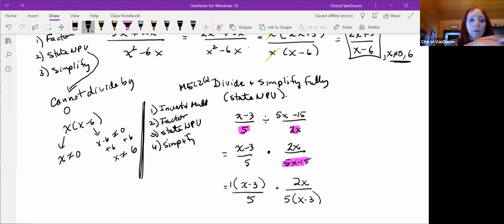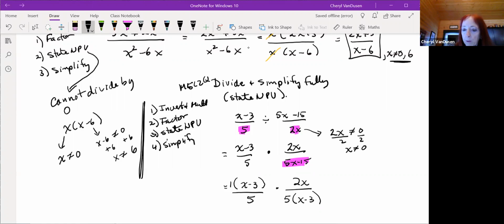Okay, so let's talk about the non-permissible values. When you just have a number in the denominator like 5, well, there's no x there. We're only looking for non-permissible values of letters, so there's nothing there. This guy is going to give us the non-permissible value that 2x cannot equal 0. Divide both sides by 2, x cannot equal 0. So that one gives us a 0.